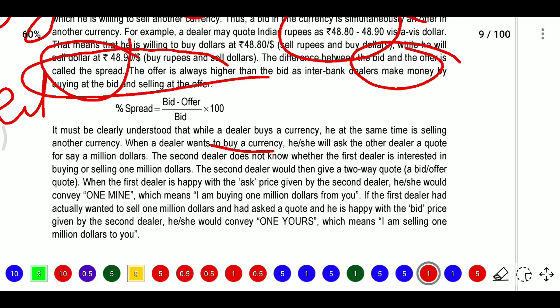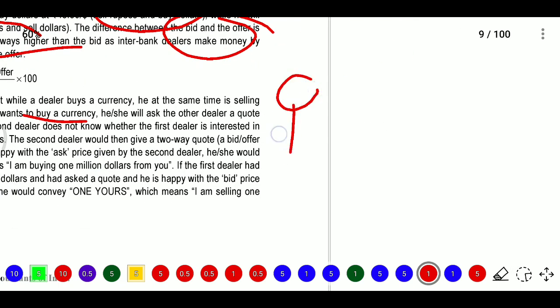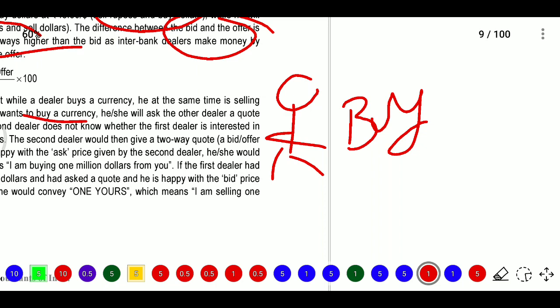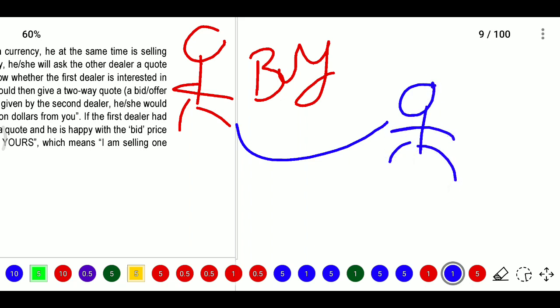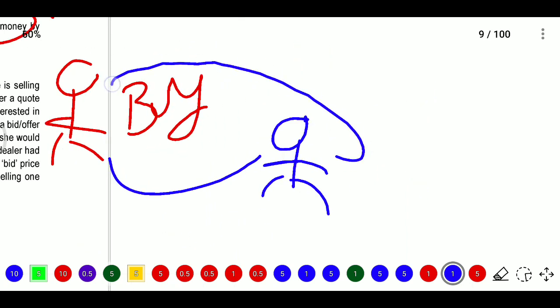So firstly, one person is the dealer who wants to buy a currency. He or she will ask another dealer to quote for, say, $1 million. The second person does not know whether the first dealer is interested in buying or selling. Now the second dealer would give two-way quotes, that is, a bid and an offer quote.